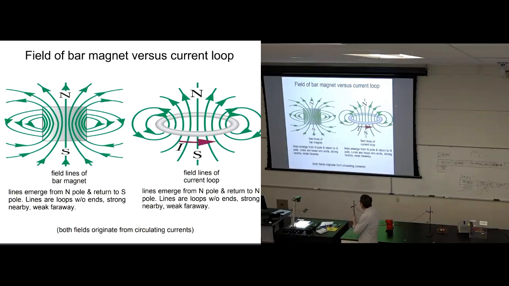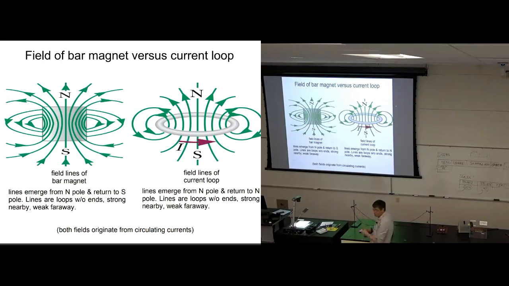The bar magnet, if you recall, had a north pole and a south pole. Those are human inventions to think of north poles and south poles, but the field lines came out of the north pole and returned to the south pole. They formed loops through the north pole and back in through the south pole. The field was strong near the magnet and weak far from the magnet.